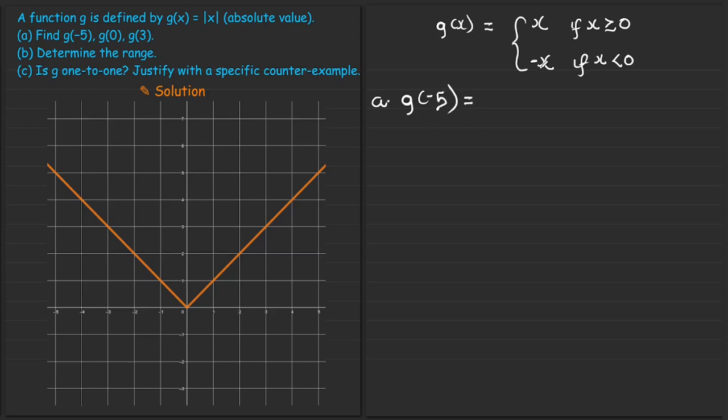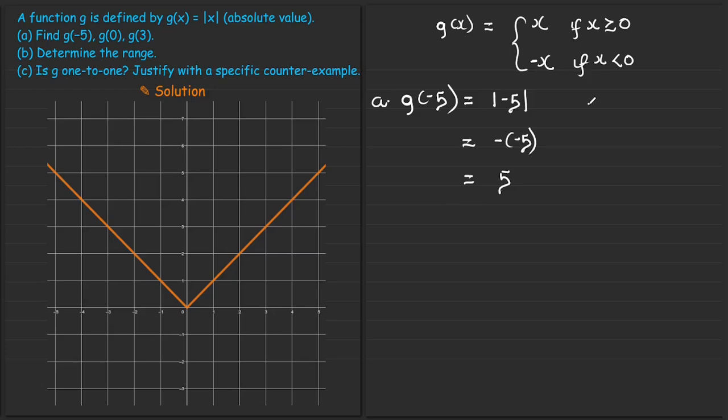So g of negative 5, we say that since our x here is less than 0, that is this, then it simply means our absolute value of negative 5 is a negative value of x. And the negative value of x over here is negative 5, which gives us a 5. As simple as that.